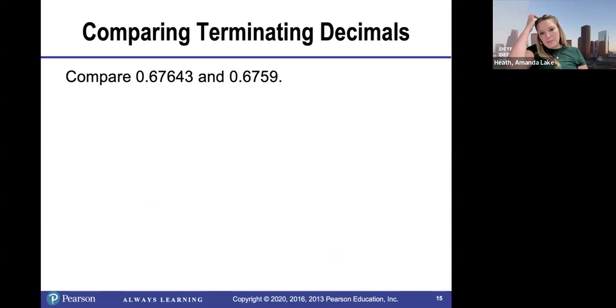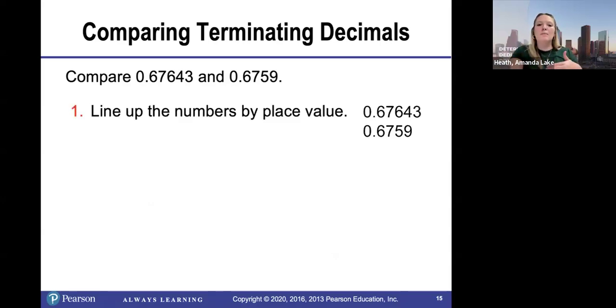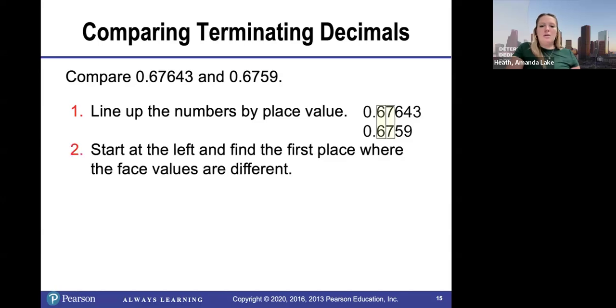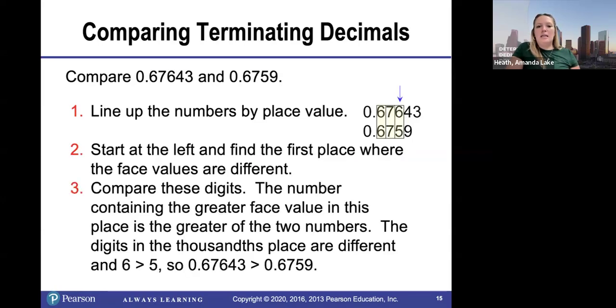We can also compare terminating decimals to see which is going to be larger. The easiest way to do this is to line up the numbers by place value and then think about which number is going to be larger. They have the same number of tenths, the same number of hundredths, but one of these values has more thousandths than the other. If we start at the left, we can see that the top number has 6 thousandths, whereas the bottom number only has 5 thousandths. So that number is greater.